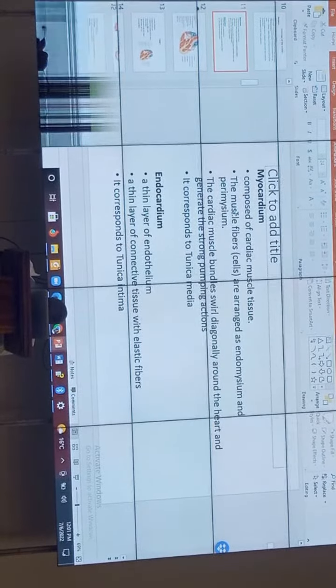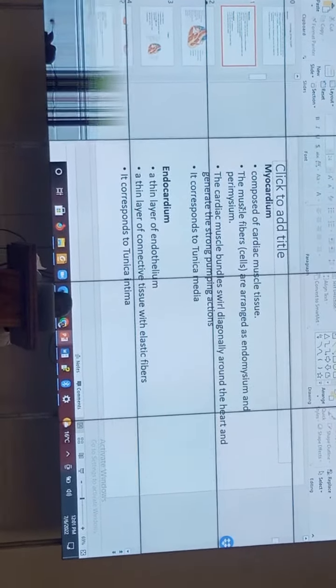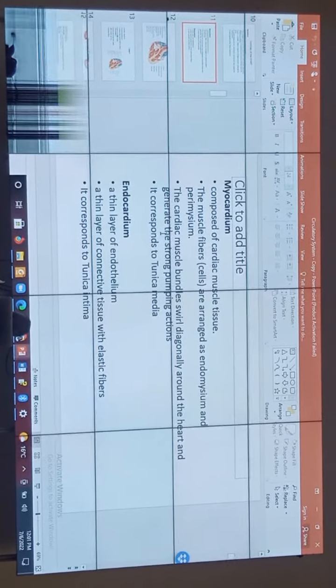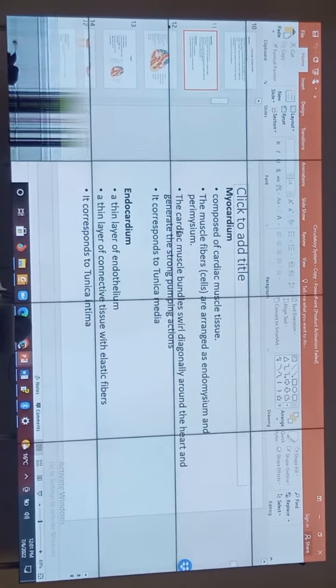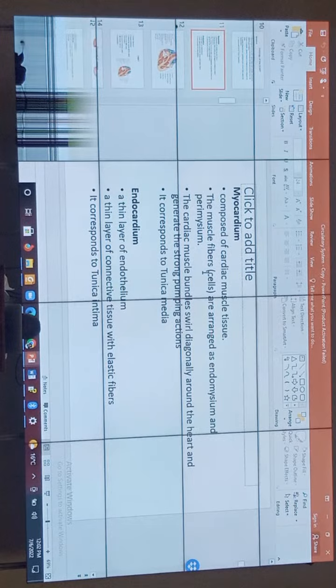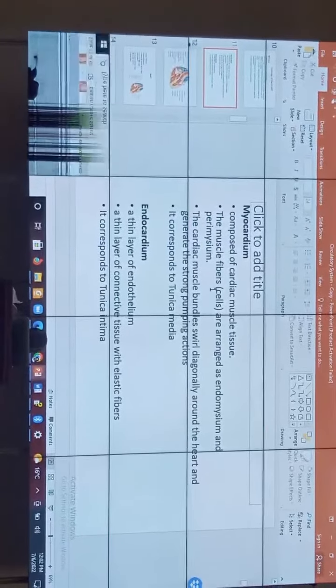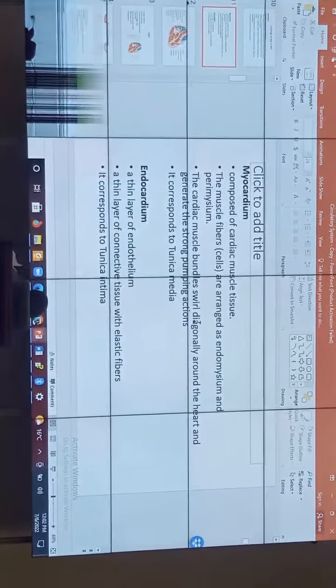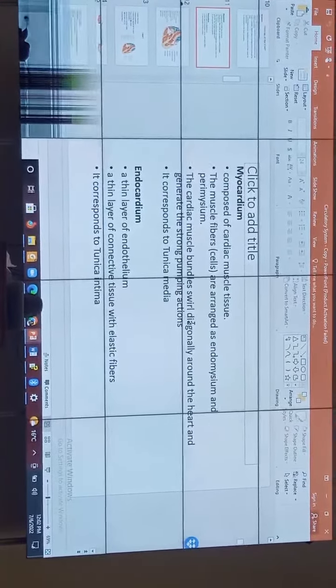Is that clear? And these muscles, what type of muscles do we expect to find in the heart? Cardiac muscles. So we find that cardiac muscle cells are the ones that characterize the myocardium. But these cardiac muscle cells are nicely organized by connective tissue into endomysium and perimysium. Remember those terms? Yes.